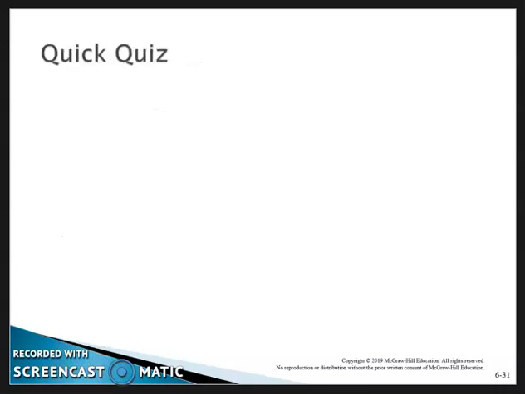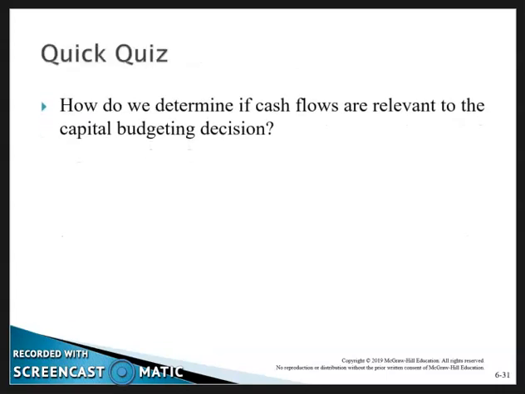So now, chapter summary, quick quiz. How do we determine if cash flows are relevant to the capital budgeting decision? They're just whatever cash flows are determined by the project, or are required by the project. We have to consider the actual cash flows of the project. Remember, some costs don't matter, but we also have to consider things like erosion and synergies when we're determining our cash flows for a project.